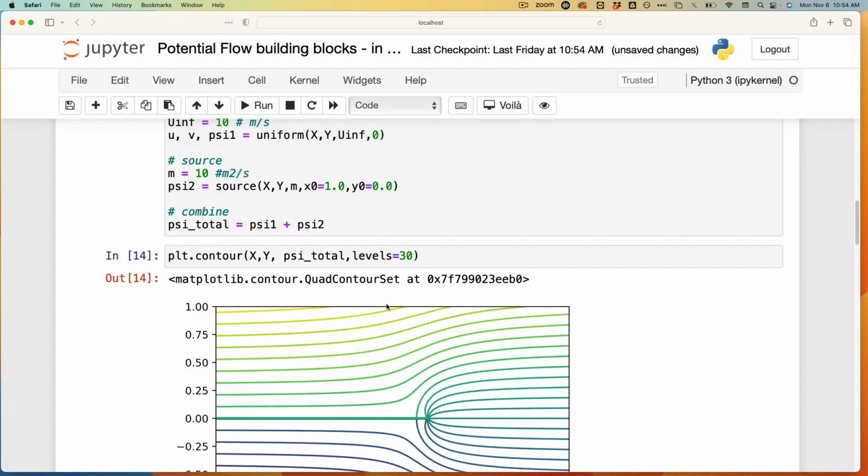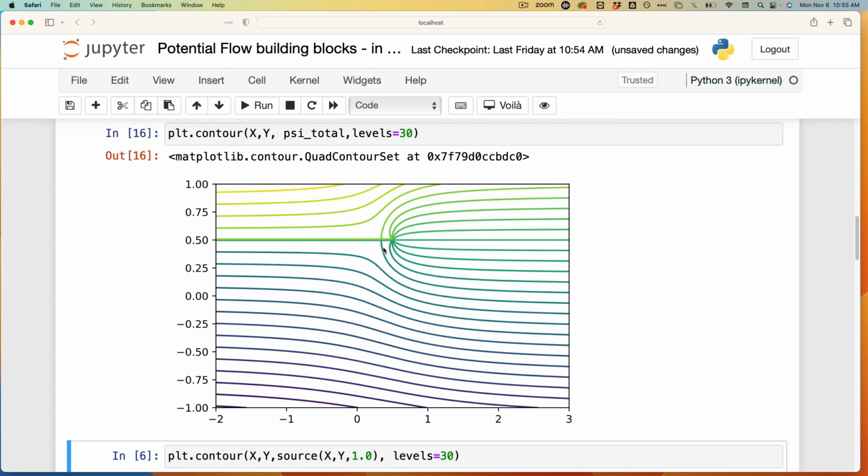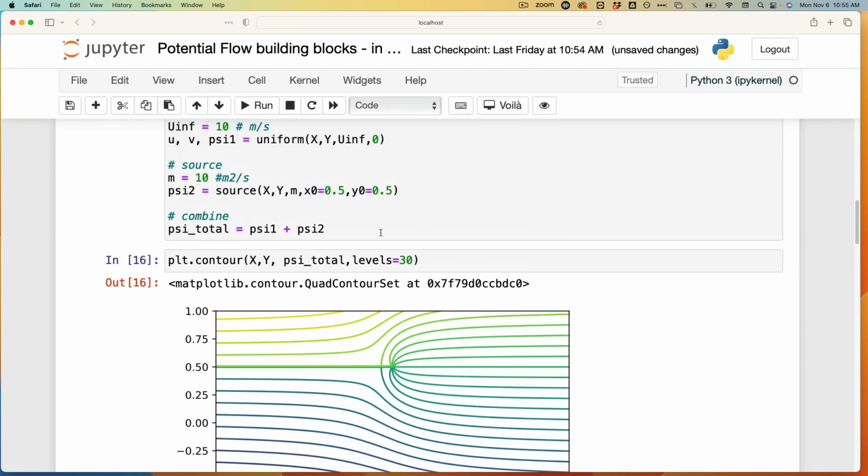Let's say I want to move it to 0.5, 0.5, and run it. Okay, it's at 0.5, 0.5. That's great. Now I would like to put a source and a sink behind the source.